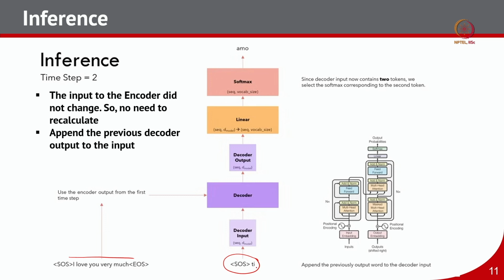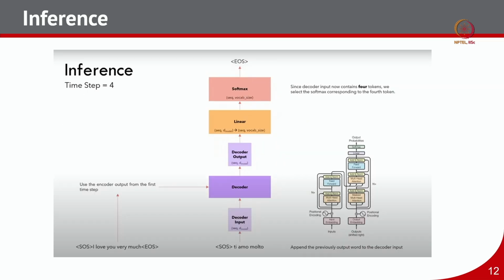Now, when we have this SOS and ti as the input to the decoder, with all this calculation, it will generate the next token, which is amo, and this process will go on. In the next step, this amo will be appended to the decoder input, and then it will generate molto, and then finally it will generate the end of a sentence. Whenever end of a sentence is generated in the inference, that means the decoding is done, right. So, that is how inference happens with the transformer based LLMs.